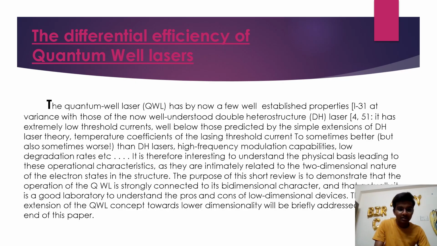The quantum well laser has by now a few well-established properties at variance with those of the now well understood double heterostructure. It has extremely low threshold currents, well below those predicted by simple extensions of DH laser theory. The temperature coefficient of the lasing threshold current is sometimes better, also sometimes worse than the DH laser. It also has high frequency modulation capabilities, low degradation rates, etc.